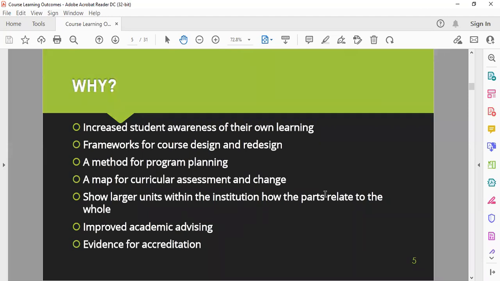So these are some of the points which can help us understand why learning outcomes are very important. The first point is increased student awareness of the students' own learning. So when we meet our students for the first time in the lecture, the first day we meet them, and we start explaining to them the expectations that we have, what they are expected to gain as knowledge, skills, and values, autonomy, and responsibility, we are helping them to increase their awareness of their own learning.